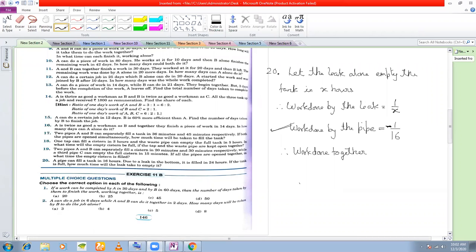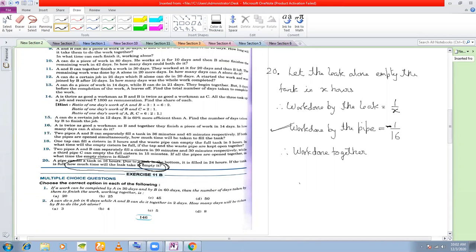Because see, the answer is very simple. You have to look at the question, what is given. The question here is, how much time will it take the leak to empty it? The question here is regarding what? Negative work done or the positive work done? The question here is regarding the negative work done. That means how much time will the leak take to empty the tank? To empty it. See, the word is here, empty.